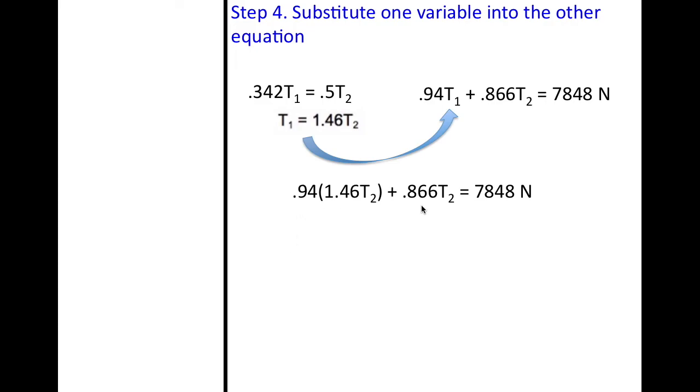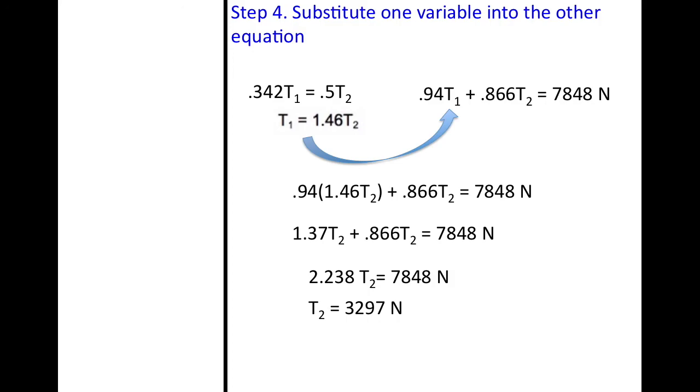Here's what I have. And when you solve for this, you should get 1.37 T2 after multiplying, plus the same thing, the 0.866 T2 equals 7,848 newtons, and keep solving, and eventually you will get T2, the tension in rope 2, will be 3,297 newtons. Yay, now we have our number for T2.